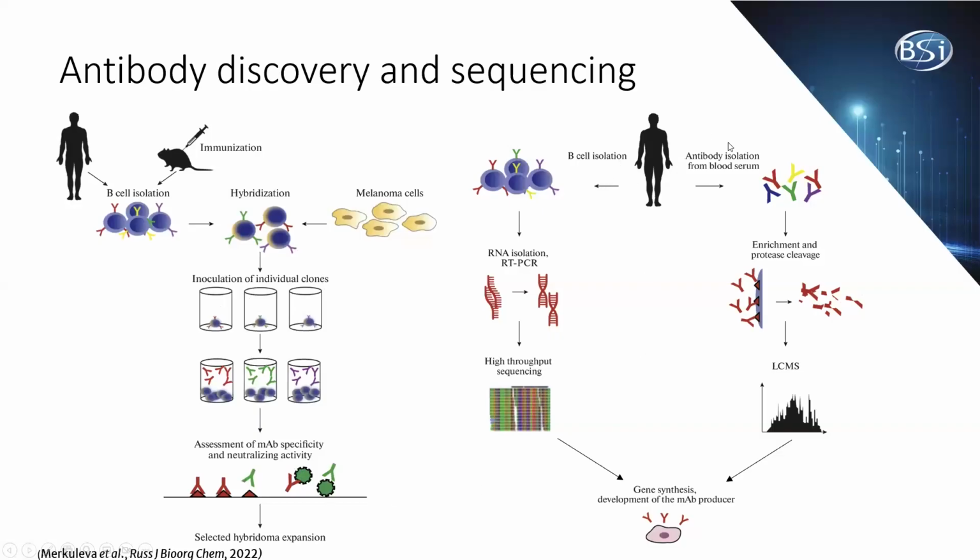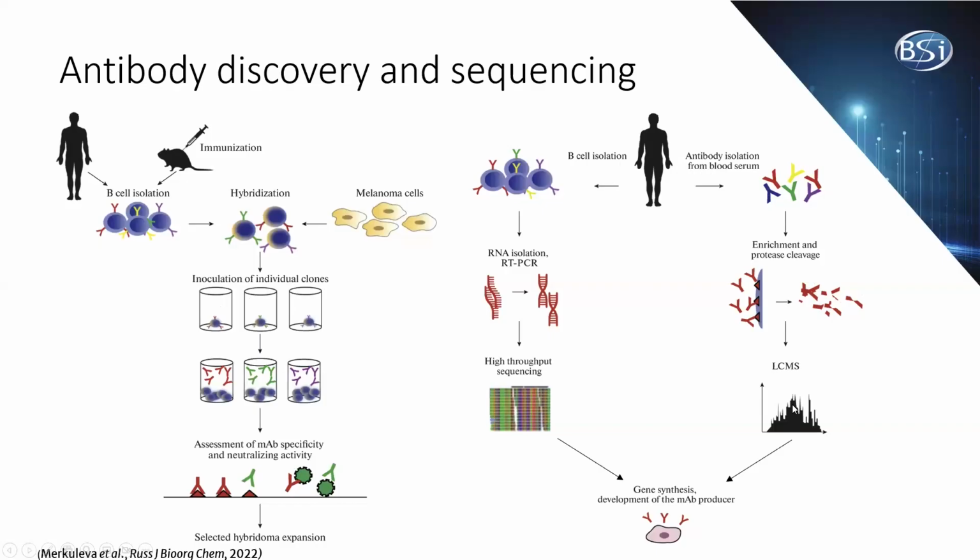So another way of doing this can also, from blood serum, just directly pull down your antibody with binding affinity by pulling down the antigen. And then after eluting the antibody, we can directly analyze that antibody by LC-MS and retrieve the sequence.